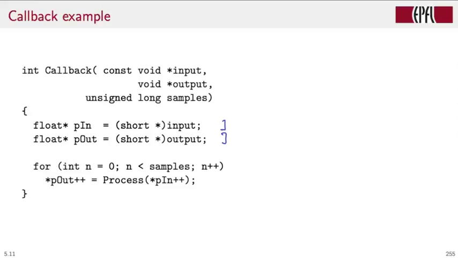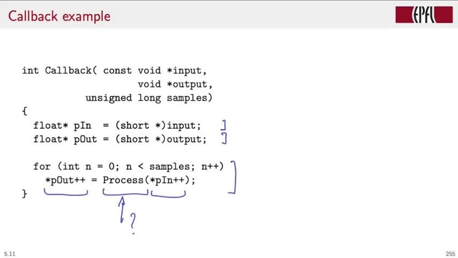In this case, we choose to use floats. And then a simple loop that for each sample in the input buffer calls a processing function and stores the result into the output buffer. So now the question is, what do we put into the processing function?